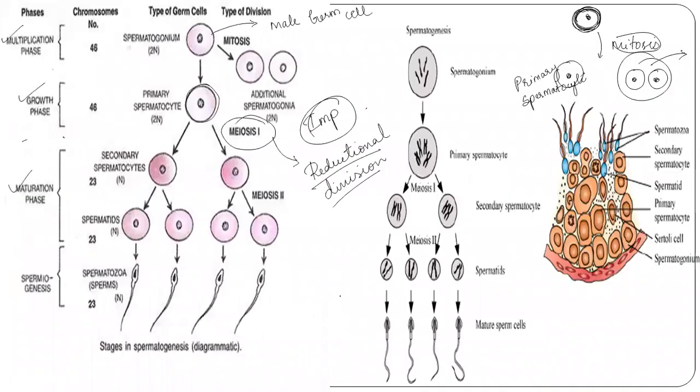Listen to me carefully. This primary spermatocyte undergoes meiosis division. Because it undergoes meiosis, the two cells which are formed are haploid. Why are they haploid? Because meiosis is a reductional division. Only one set of chromosomes is present.